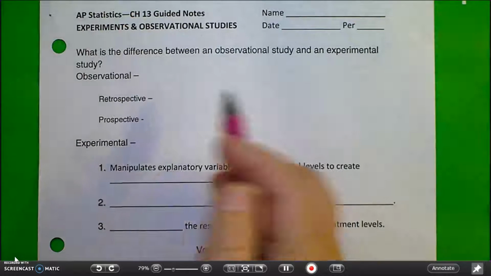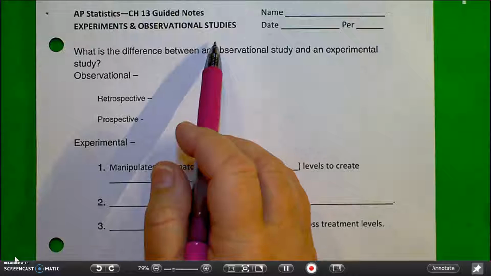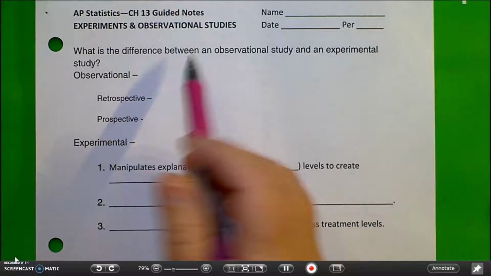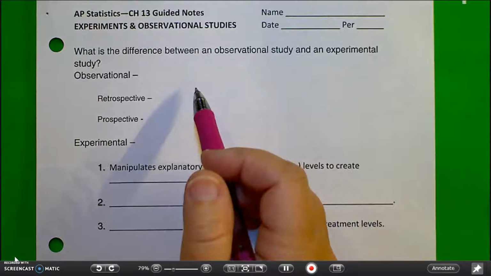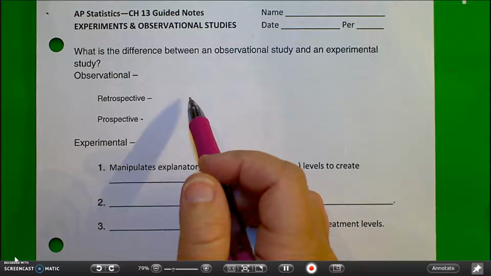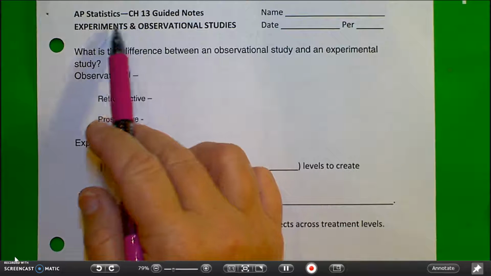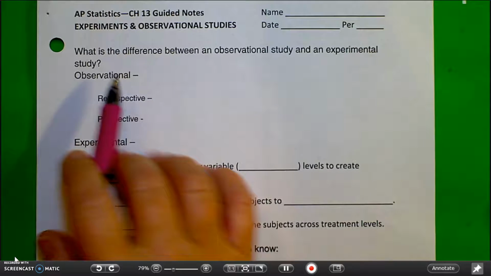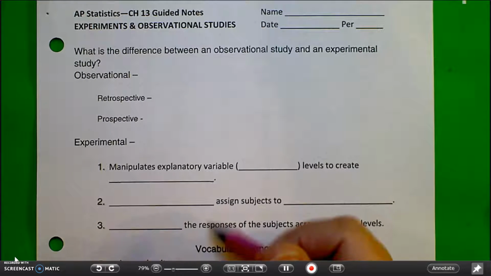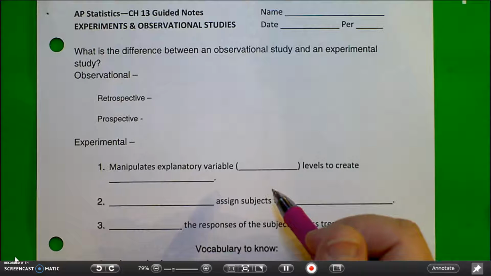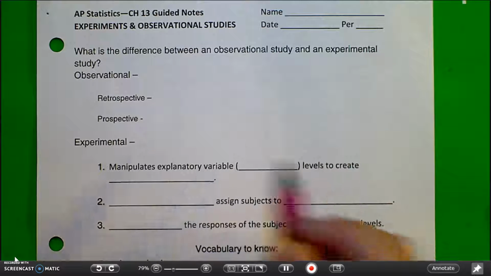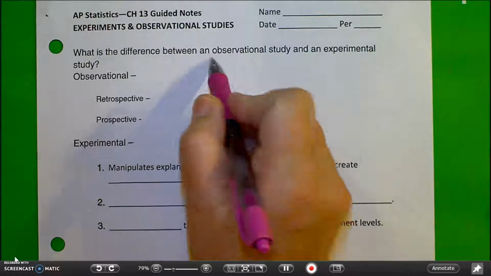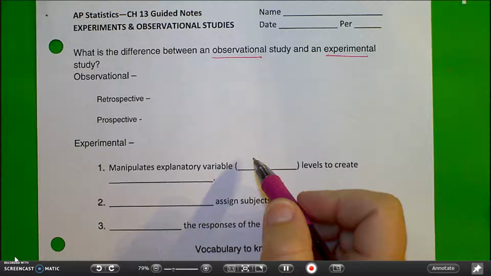Chapter 13 is about experiments and observational studies. In the last chapter, we talked about surveys and how to sample people to be included in the study. So this is a new type of collecting data. There are a lot of definitions in the next couple of pages, and that's the objective for this video. What's the difference between an observational study and an experimental study? Two different kinds of studies for this chapter.